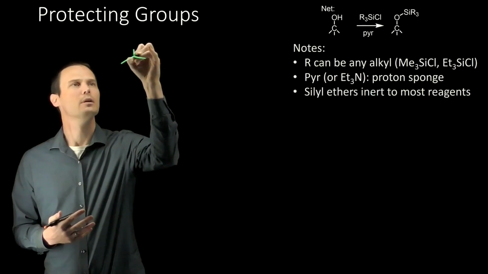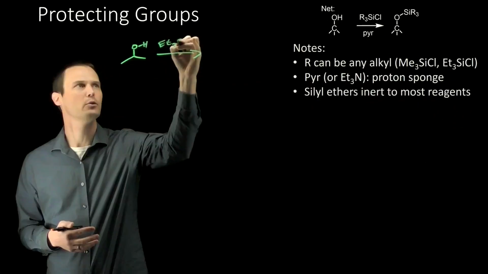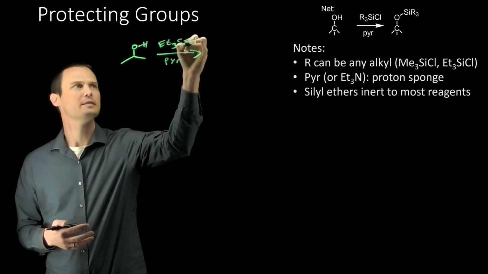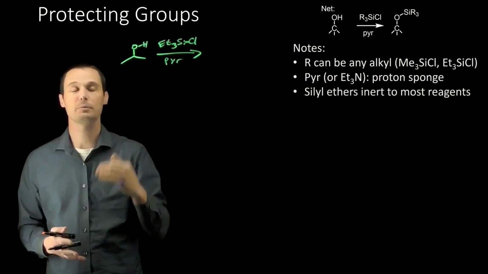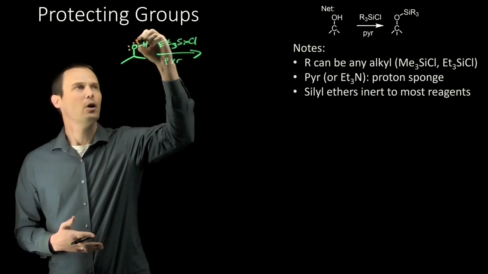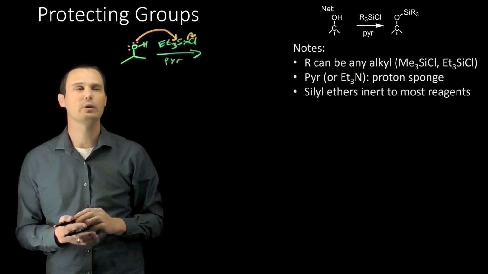So let's go through a mechanism for the protection of an alcohol, putting on a silyl ether protecting group. We'll start with an alcohol and we'll react it with, we'll say, triethyl silyl chloride. Again, those 3 R groups are irrelevant. So triethyl silyl chloride has a silicon chlorine bond. Again, silicon is just below carbon in the periodic table, so it has similar properties, similar reactivity. The alcohol can attack the silicon and kick out the chloride in an SN2-like reaction.